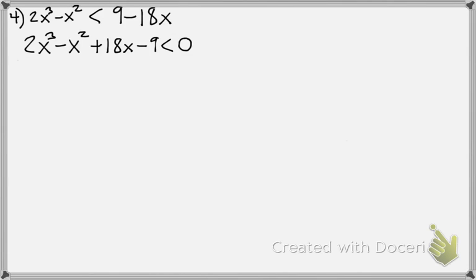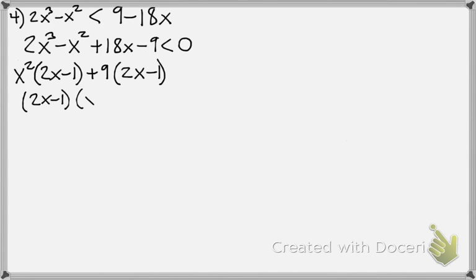And then we do have 4 terms this time, so when we factor it, it's going to be factored by grouping. So you want to take out x squared, which is going to leave us with 2x minus 1. And then we want to take out 9, which is going to also leave us with 2x minus 1. And then if I complete the factor by grouping, this would be 2x minus 1 and x squared plus 9, less than 0.